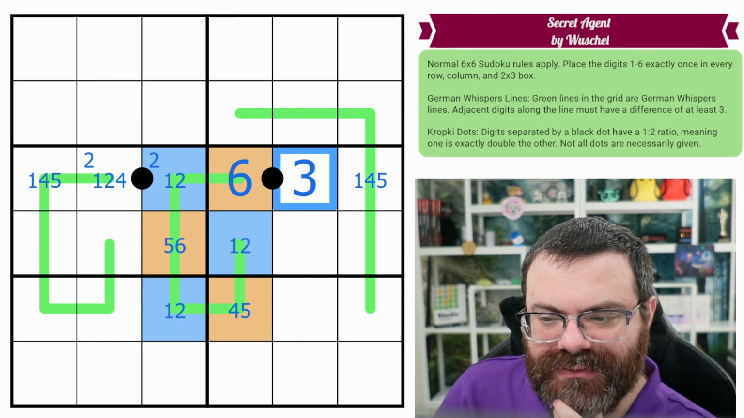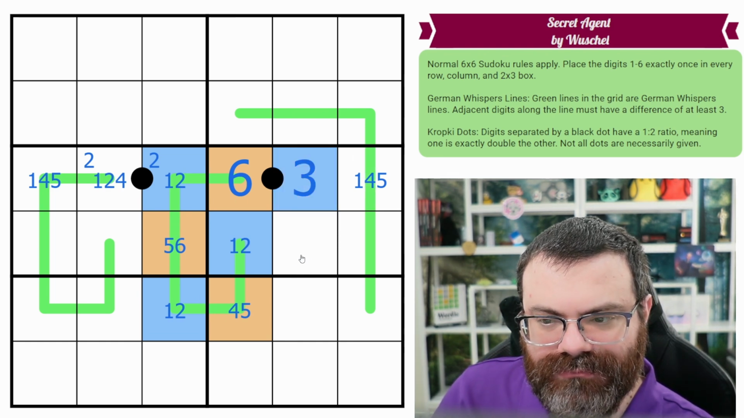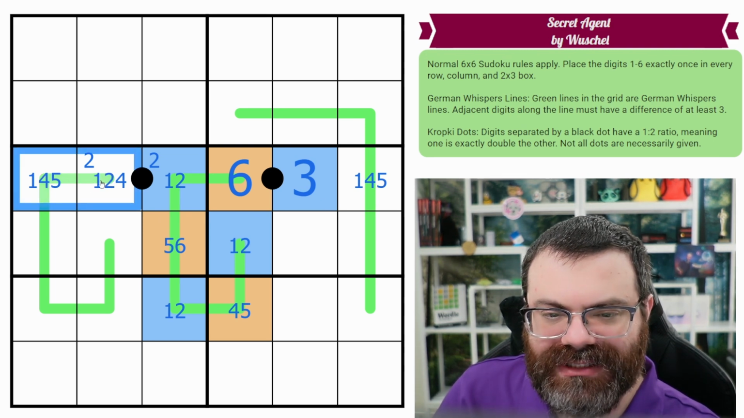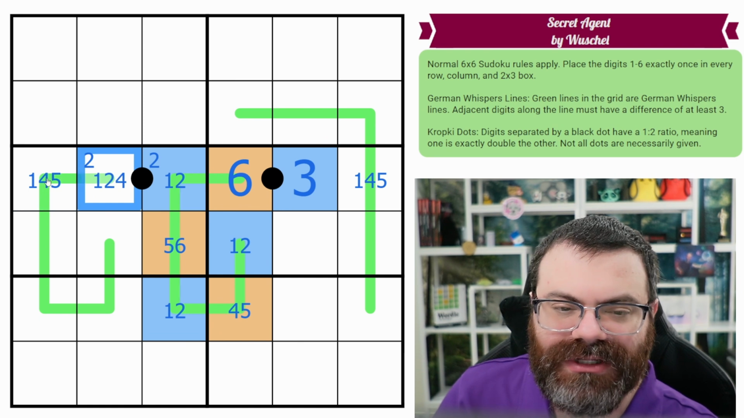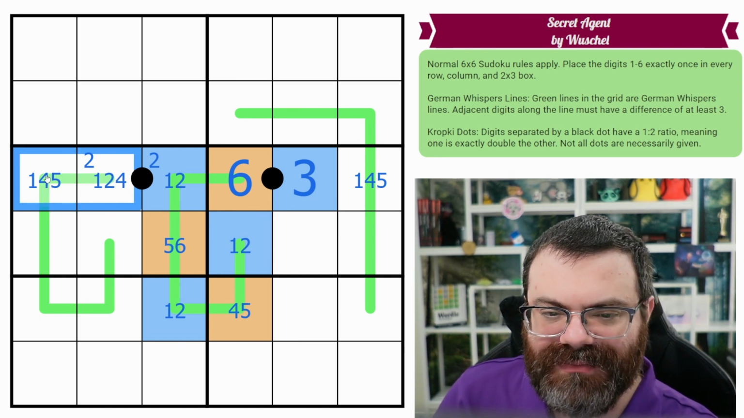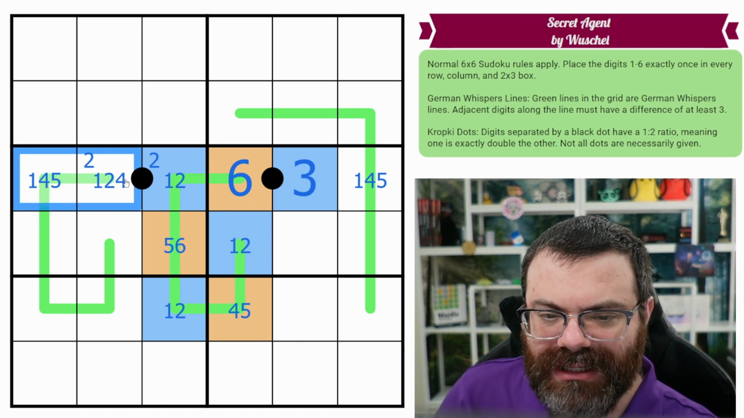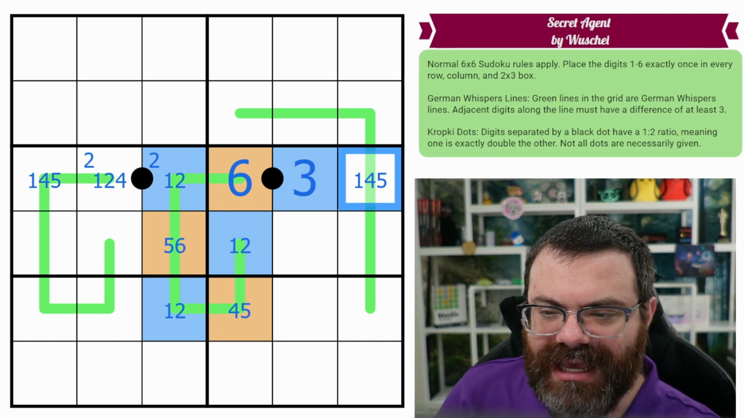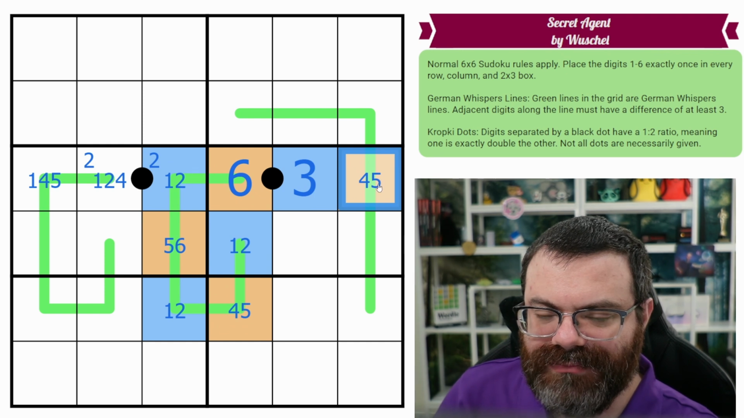What can I do with this? Well, the 3 is low. We know there's a low and a high involved in these 2 cells because it goes every other. So we don't know which is which, but one of them's low and one of them's high because they're connected on a German whisper. So we only get 3 lows in the row and they're accounted for here. So this one has to be high and it's not 1 because it's high.